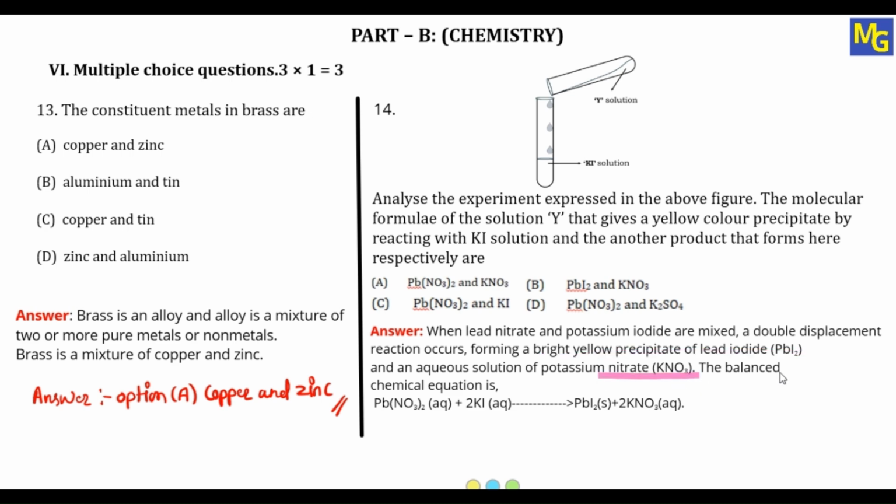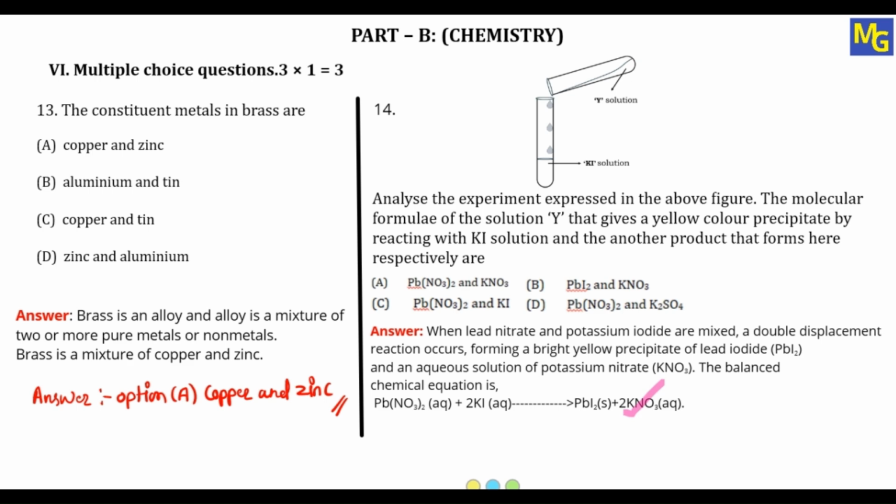Therefore, the balanced chemical equation is, so what we are going to do? The Y solution is lead nitrate. We are going to pour it into a KI solution. These both undergo double displacement reaction and we will get one yellow color precipitate, that is lead iodide, and another solution which you are going to get here, that is called potassium nitrate. So our correct answers are, one is lead nitrate and second is potassium nitrate.